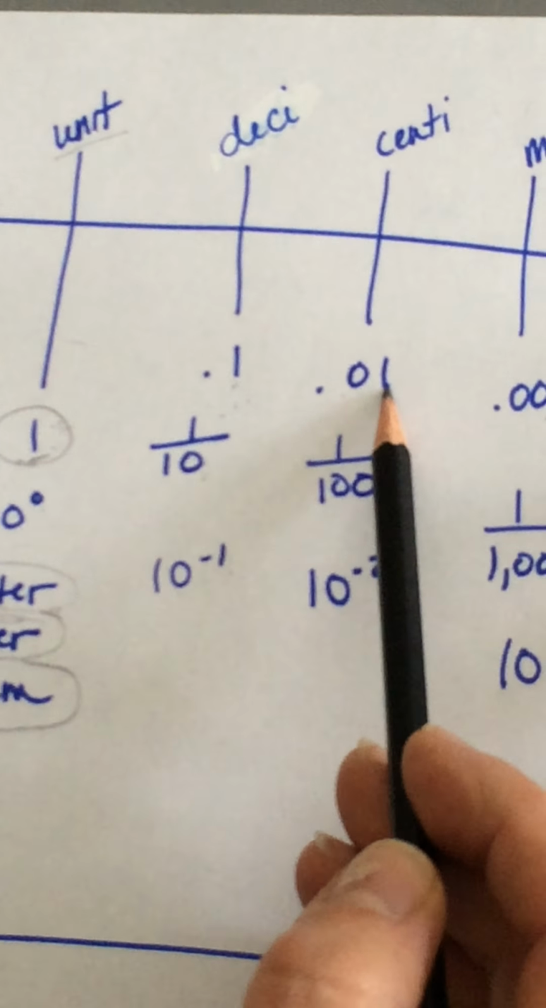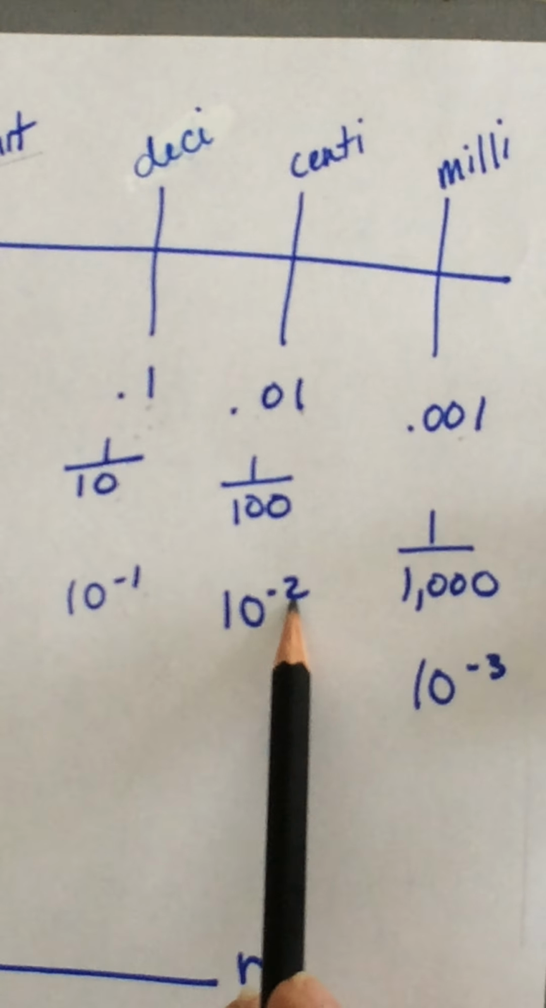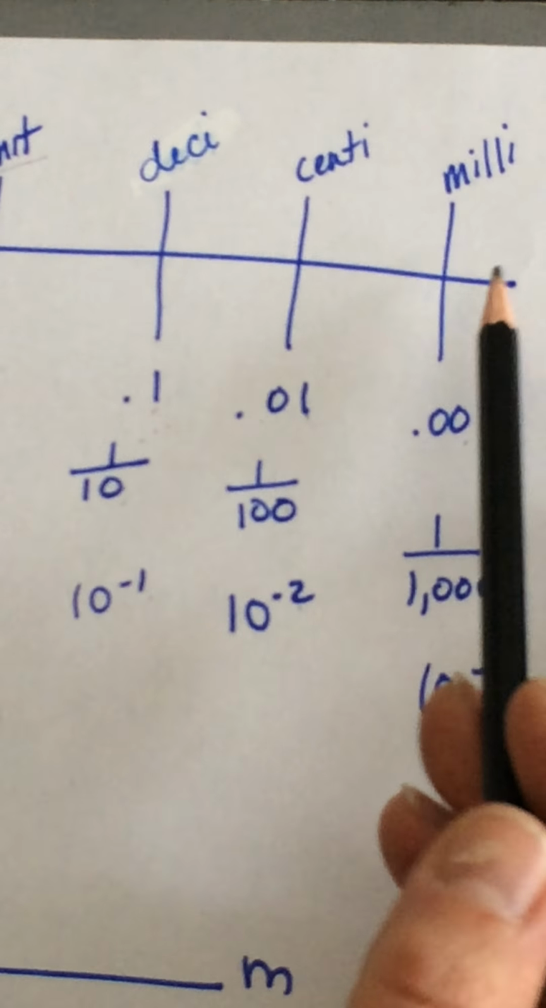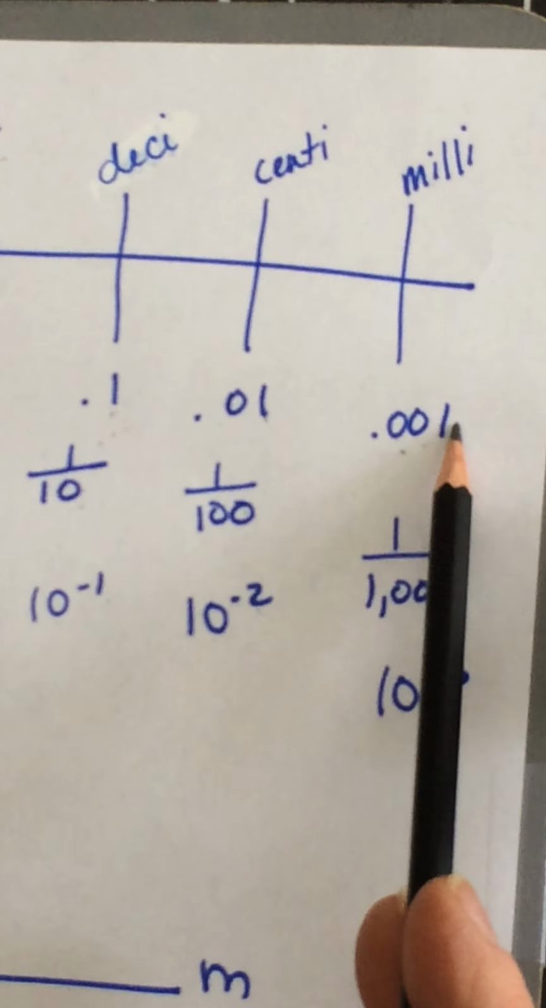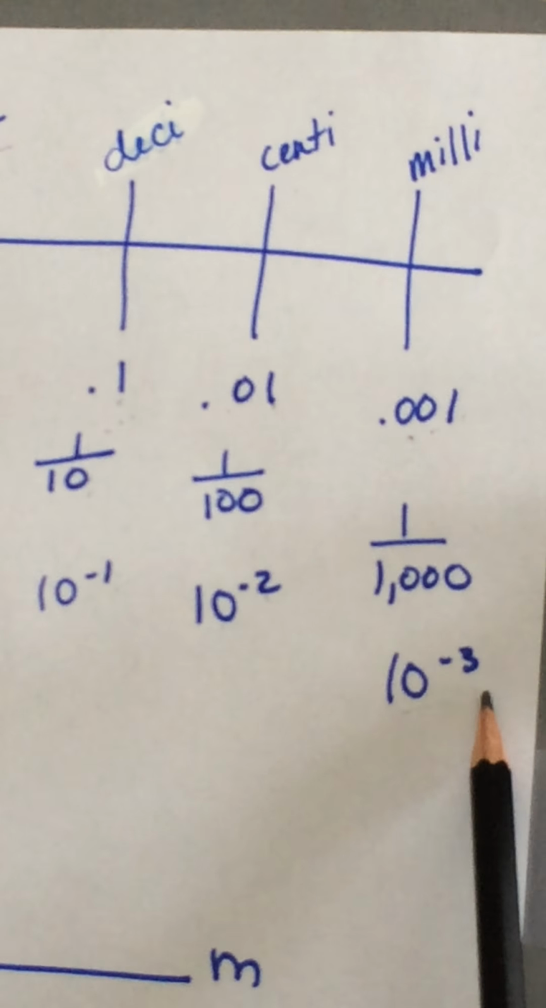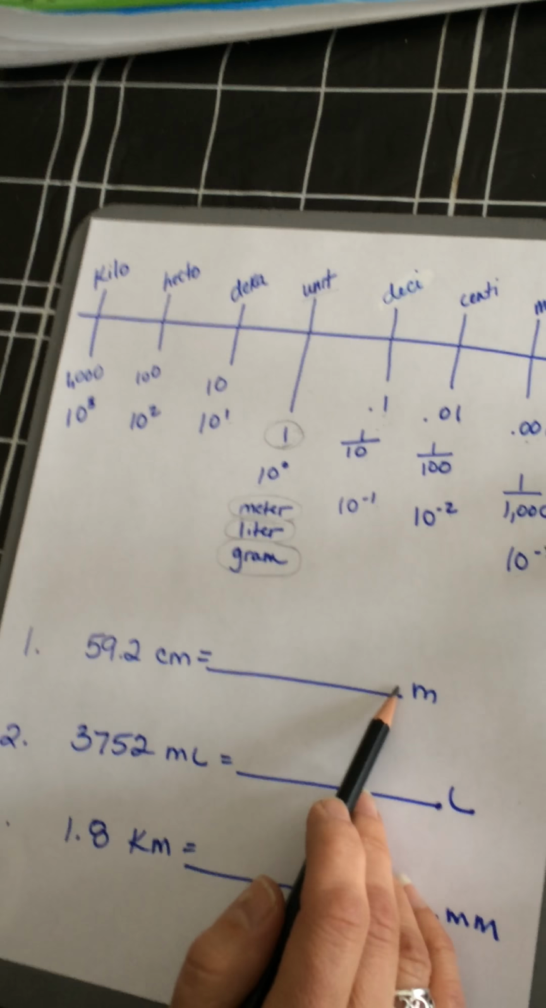Centi is 1/100 in fraction, and 10 to the negative second power. Okay, and then milli is 1/1000th, written in decimal, written in fraction, and then exponential form. Okay, so using this linear graph, we can make our conversions easily.